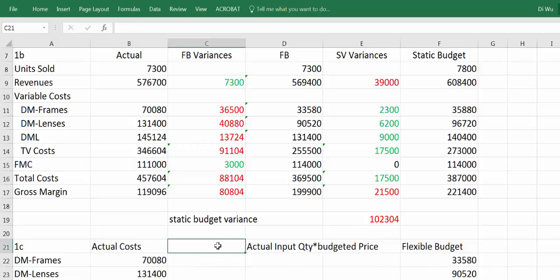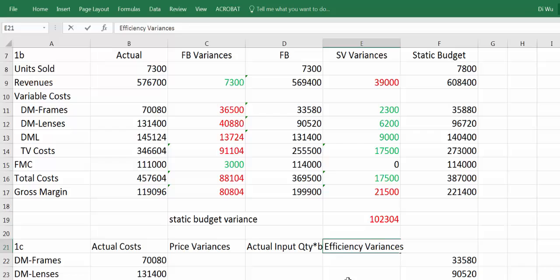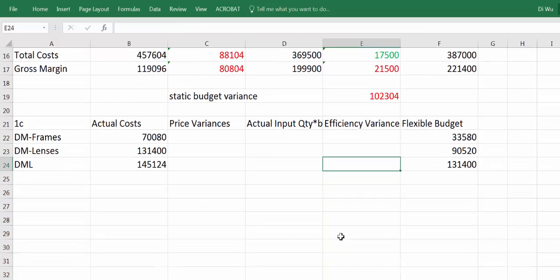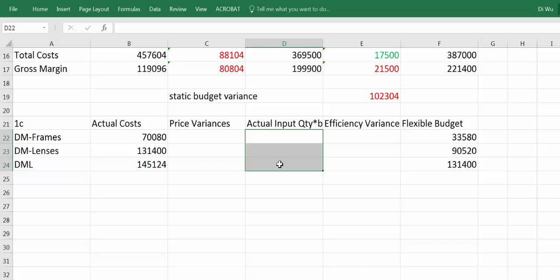This is going to be the price variances, and for this one, they call it the efficiency variance. That's a pretty cool thing. Now we're going to find all these three numbers. Once we have them, then we can find the price variances and efficiency variances.